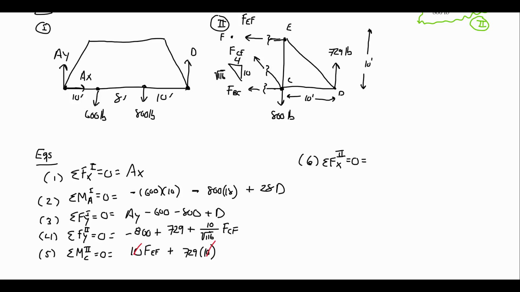So in the X direction, I have a negative FEF, but by this time I'll know its numeric value, of FBC, and minus a 4 over root 116 times the FCF. So we will know the values of CF and EF by now. So actually BC is the thing we're not going to know yet. And also in the X direction, that should be it. So FEF, FCF, FBC, the applied forces are not in the X direction.